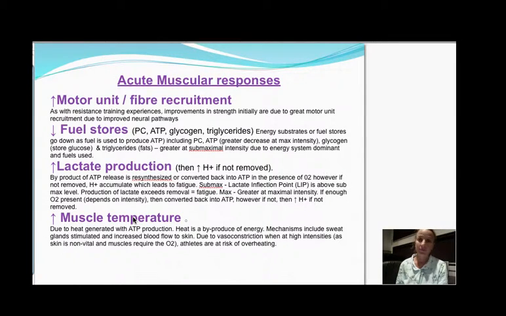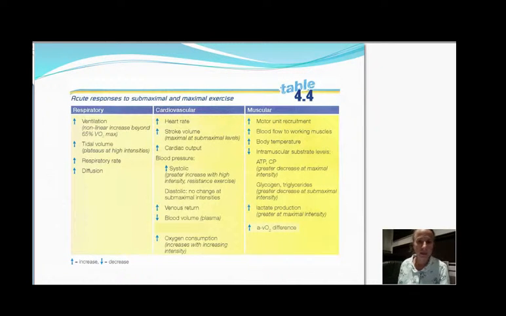Muscle temperature, very simple. When you produce energy, you produce heat. So muscle temperature increases. And here is a summary table of what goes up and what goes down. As you can see, the only thing that goes down are energy substrates or fuels, chemical fuels and foods, as well as blood plasma, blood volume.